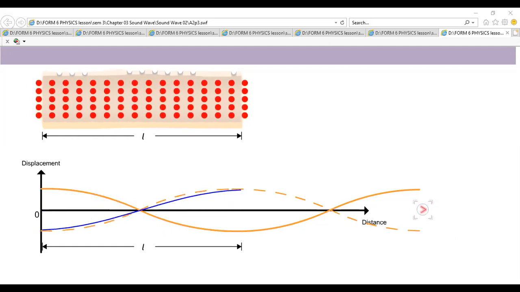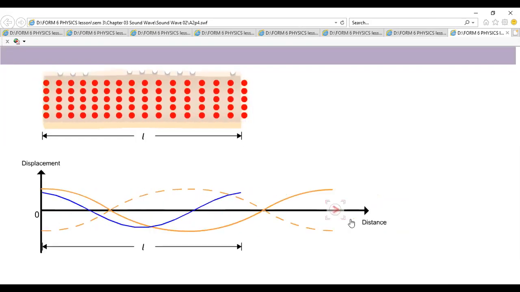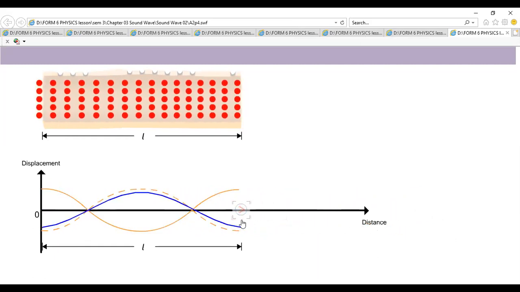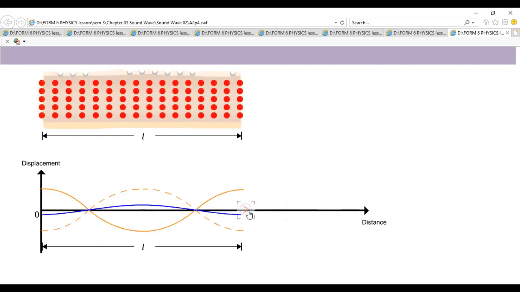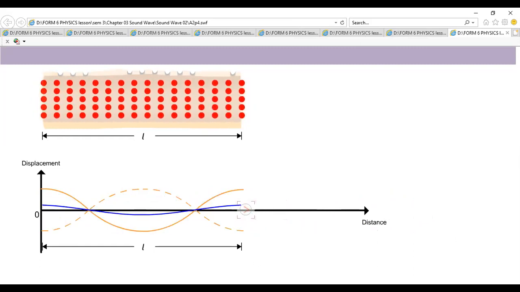For the first overtone, the sound wave is similar, exactly L equal to lambda. The L is the same as the wavelength.